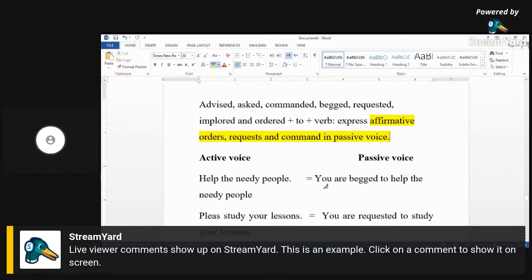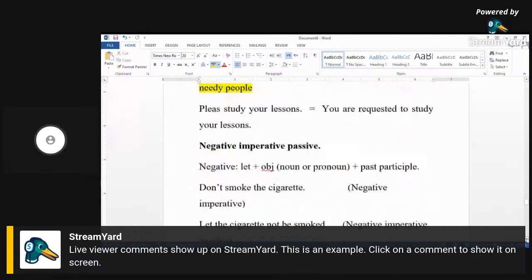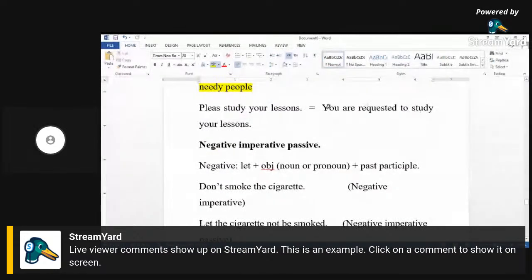So whenever we change it, you are begged to help the needy people. از شما تقاضا می شود که افراد نیازمند را شما چی بکنید؟ کمک بکنید. Please study your lesson. لطفاً دروس خود شما مطالعه بکنید. You are requested to study your lesson. از شما تقاضا می شود تا دروس خود را مطالعه بکنید.